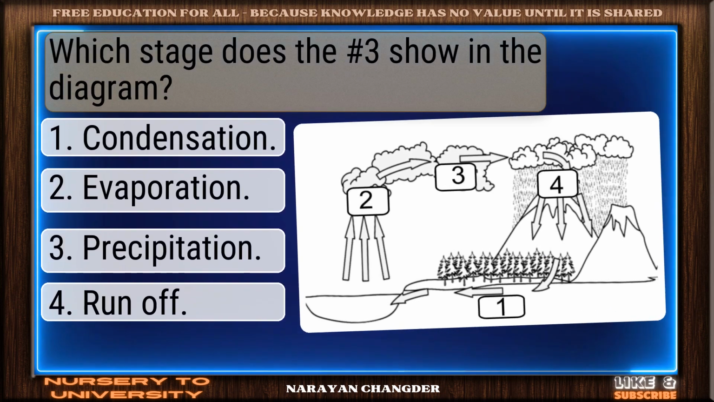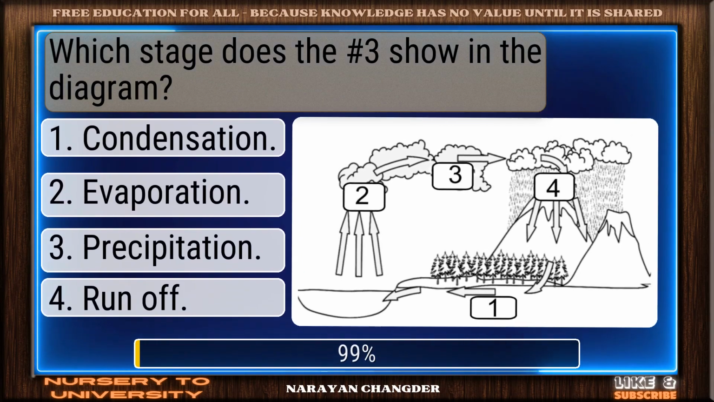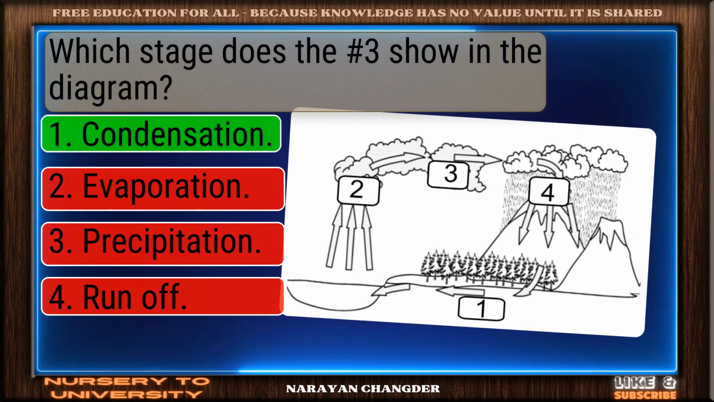Which stage does the 3 show in the diagram? Perfect. Condensation is the correct choice.